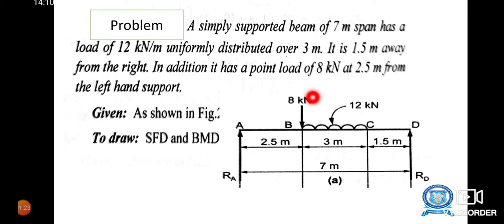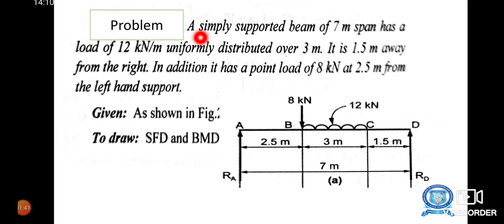So this is the diagram of the simply supported beam, showing how the load will be applied. The beam has four points: A, B, C, D. Between B and C the UDL is applied, and at B there is also a point load. The total length of the beam is 7 meters.